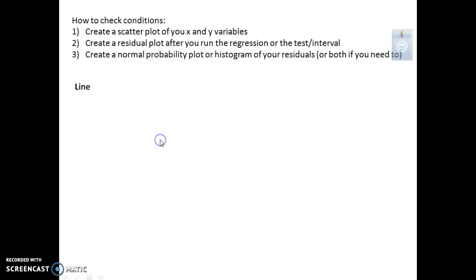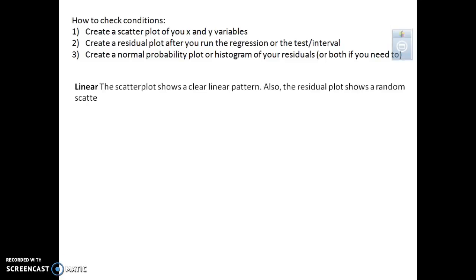So the first thing is linear. The scatter plot shows a clear linear pattern. Also, the residual plot shows a random scatter of points about the residual equals 0 line. So we look pretty good there.